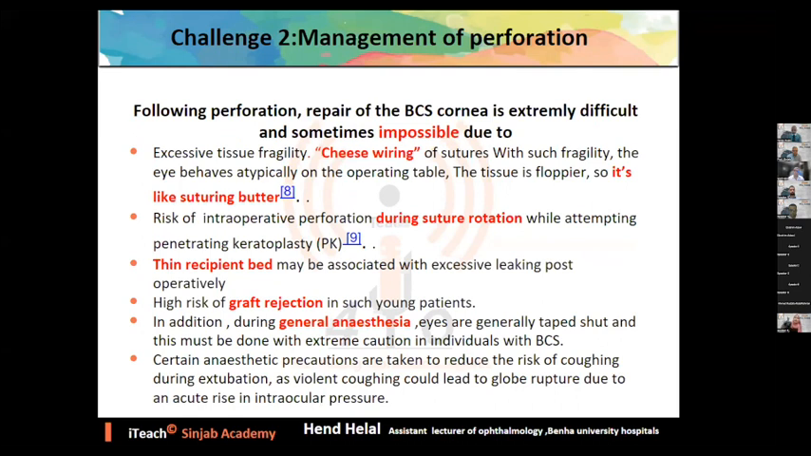And even if you succeed in suturing, there is risk of intraoperative perforation during suture rotation. And even if you succeed in suturing and suture rotation, there is the risk of excessive postoperative leakage due to mismatch between the donor and the recipient bed, in addition to the high risk of graft rejection and the risk of general anesthesia. In this situation, how to manage?